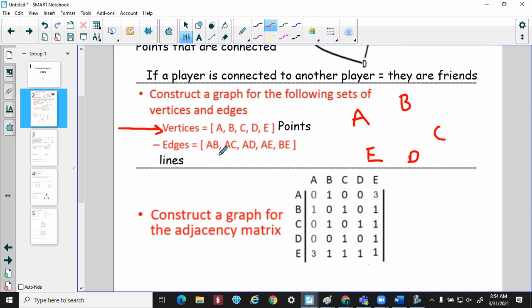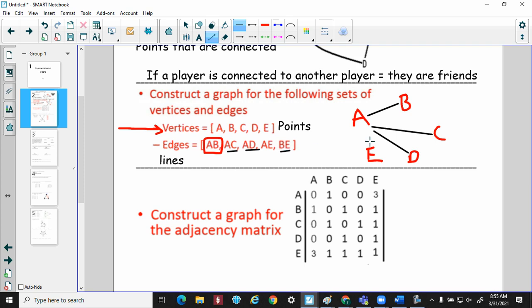So for example, when it talks about edges, and this is very similar to a line segment, AB, very simply what you would do is you would connect AB. Next would be AC, so AC right there. Next would be AD, AD there. And next one will be BE, so we're connecting E to B. Very simple. So that's what your graph would look like.